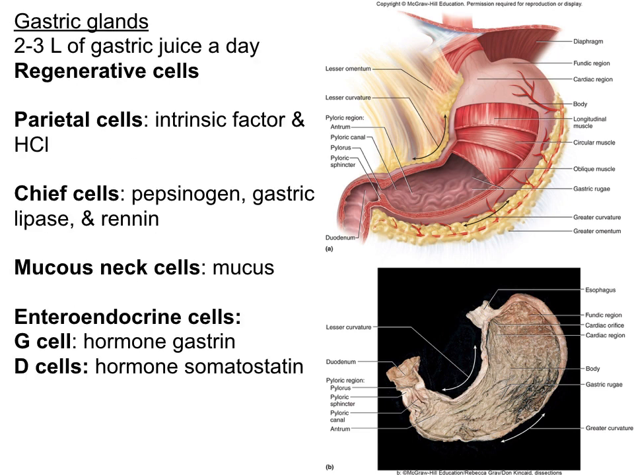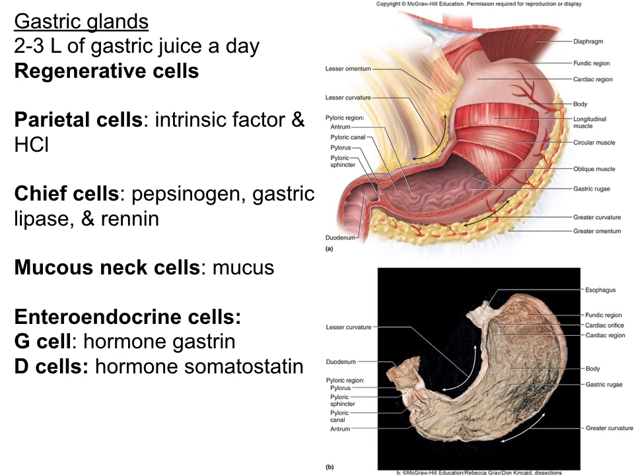Now, within the lining of your stomach, you have what are called gastric glands. Your gastric glands are going to produce between 2 to 3 liters of gastric juice per day. And again, this juice, like your saliva, is mostly water. However, it is going to have a lot of really interesting solutes.